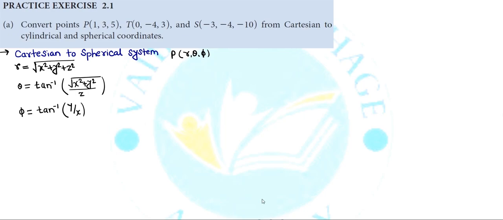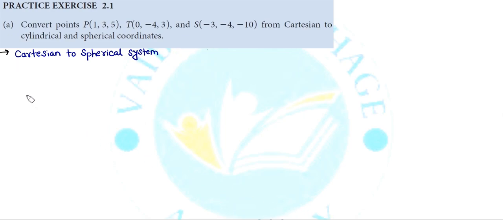Okay, so we will start with that. So very firstly, we are given point P having coordinates 1, 3, and 5. So what is the R that we have for this?